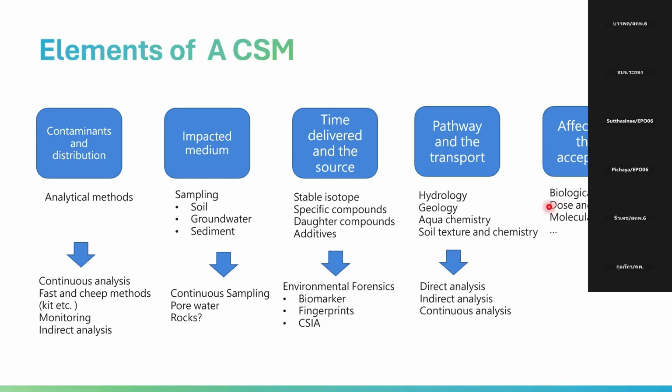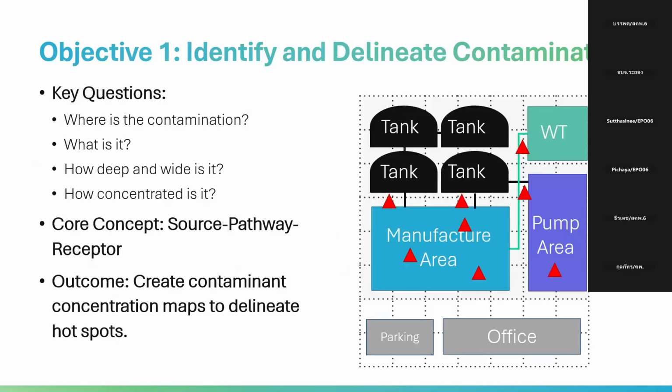For example, if you want to consider the biological toxicities, you may take tissues from the fish, from the pig, from the chicken, and do more analysis. So basically, when you go to the wind process, in the site, in the wind process, I suggest that you do the soil and groundwater sampling in the wind process.